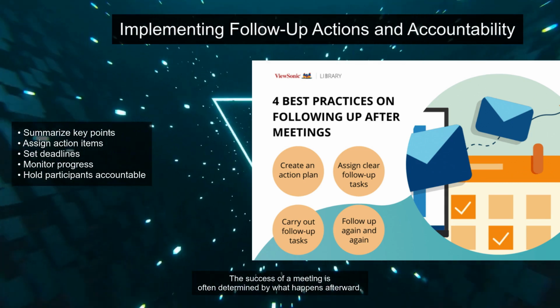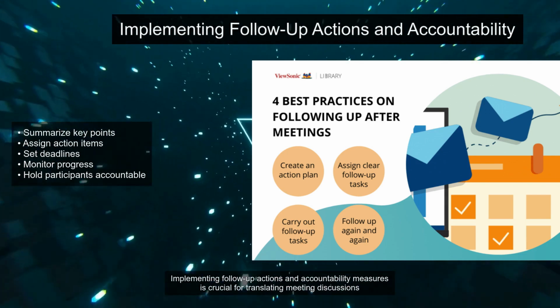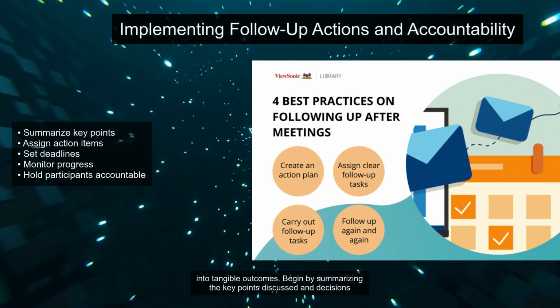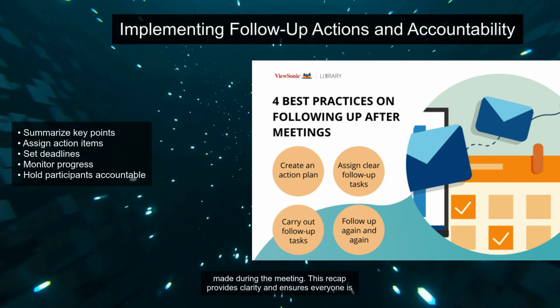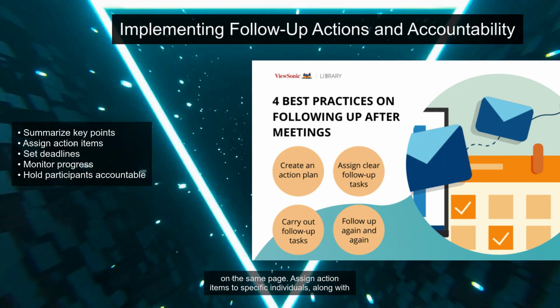The success of a meeting is often determined by what happens afterward. Implementing follow-up actions and accountability measures is crucial for translating meeting discussions into tangible outcomes. Begin by summarizing the key points discussed and decisions made during the meeting. This recap provides clarity and ensures everyone is on the same page.